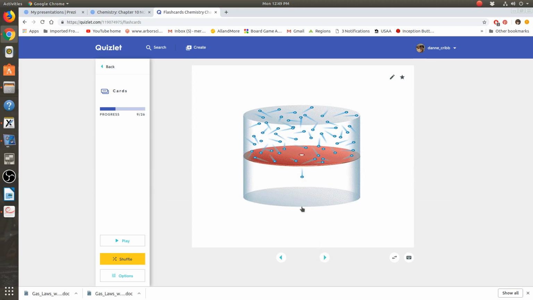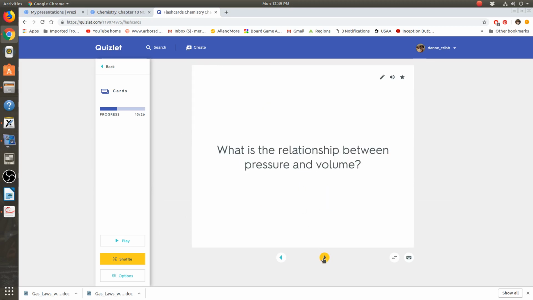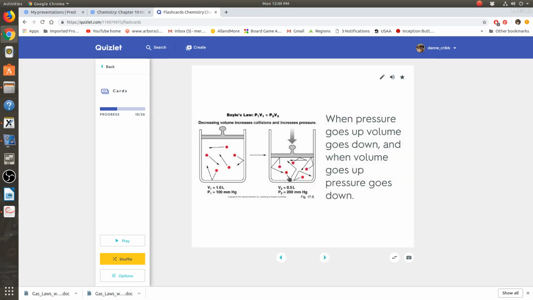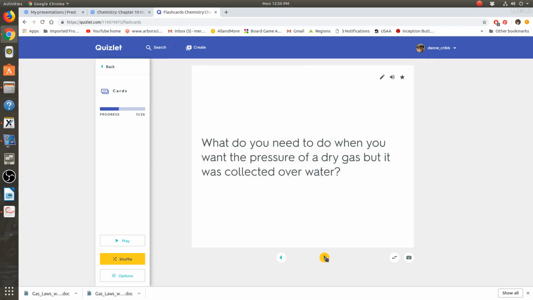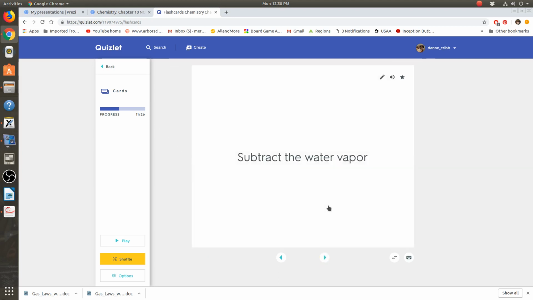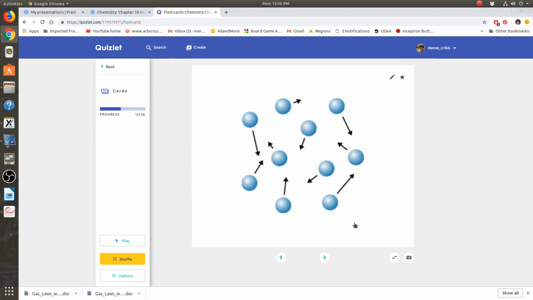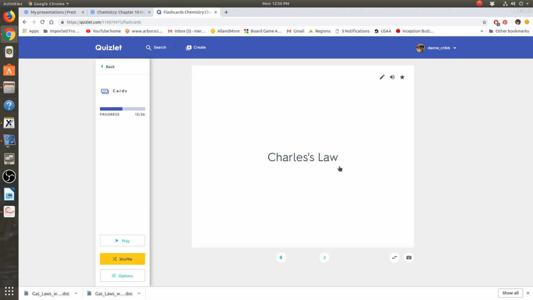Effusion, going through a little hole, moving through the hole. The relationship between pressure and volume, and this shows Boyle's law and how when we have a greater pressure the volume goes down. What do you need to do when you want the pressure of a dry gas but it's collected over water? You have to subtract the water vapor. Gases' movement shows how gases move around randomly at different speeds.